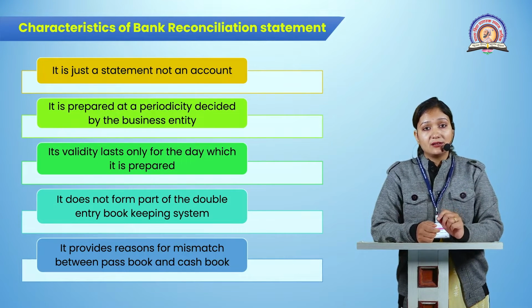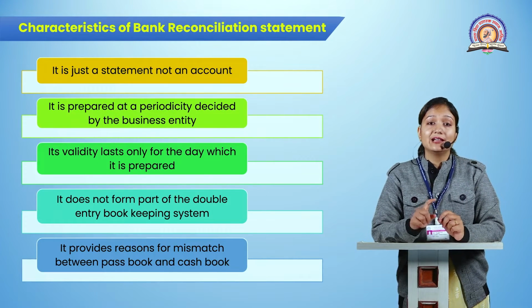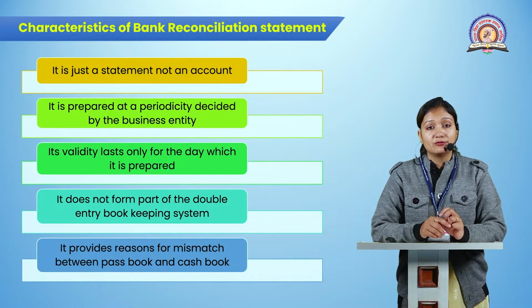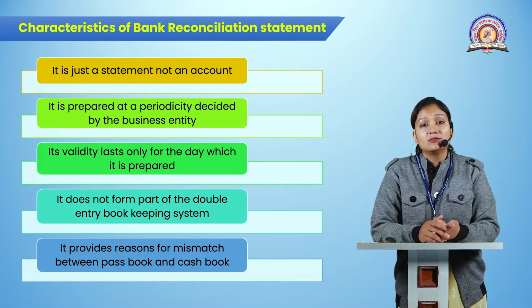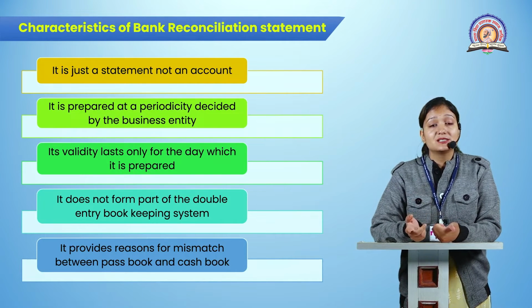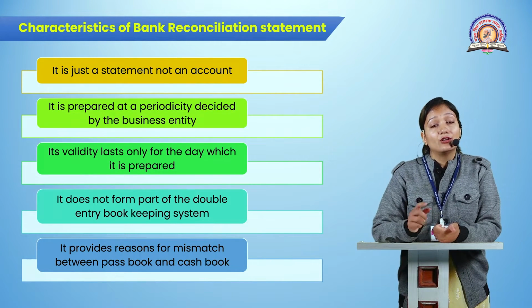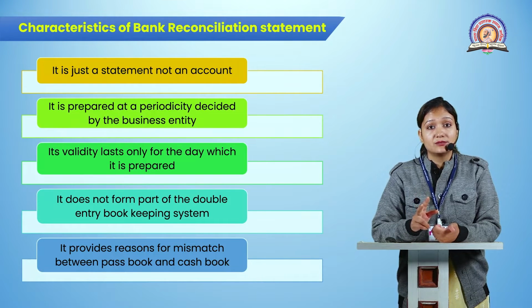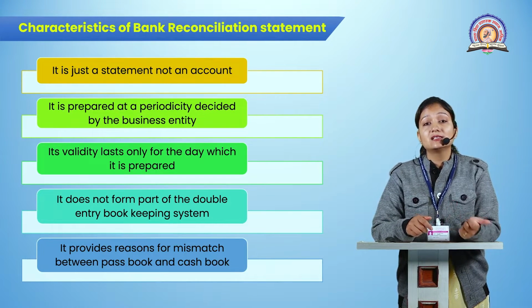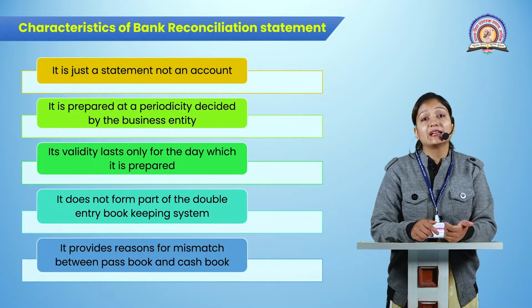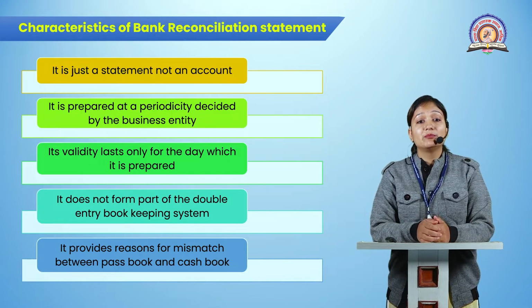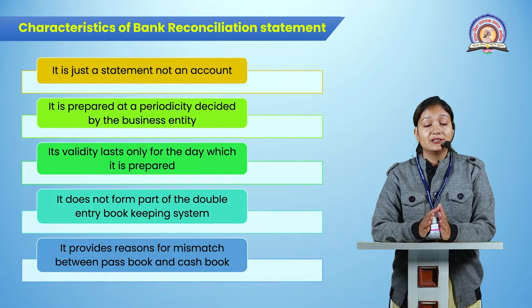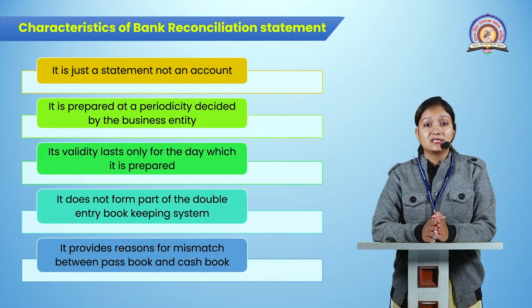So with the help of these many transactions, the business has certain transactions with the bank as well. And when the business has transactions with the bank, it means the bank will enter some amount of transaction, and the business will also enter some amount of transaction. So sometimes it happens that when the bank enters some transaction, the business might not enter the same transaction, or the vice versa situation will be there. The business maintains some transaction, whereas the bank will not maintain it because the bank is unaware of that transaction. So it is prepared at a periodicity which is decided by the business entity.